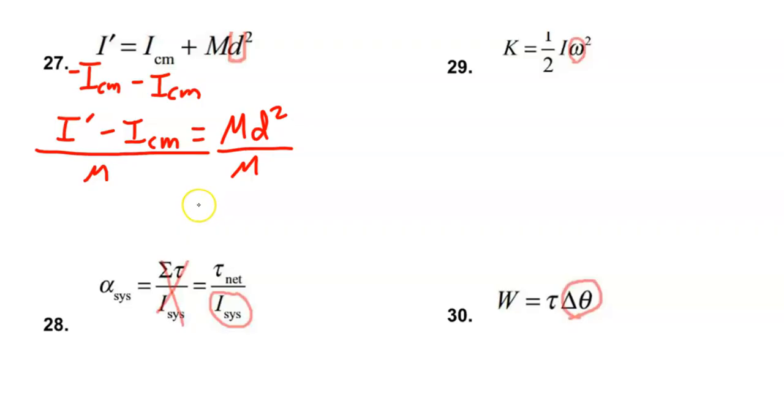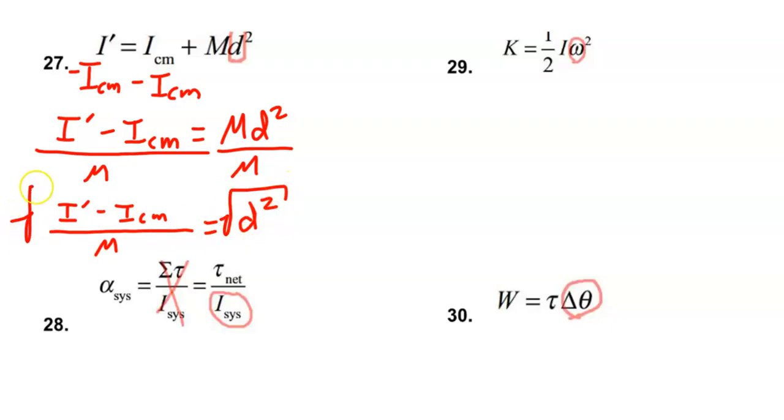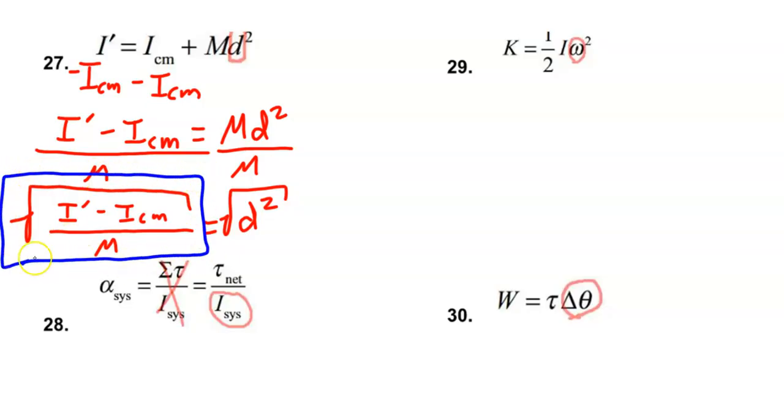And I see in our future taking a square root. I prime minus I cm over m equals d squared. And so we're going to square root both sides, and I'm out of room, so that is where I'm going to stop. All right.